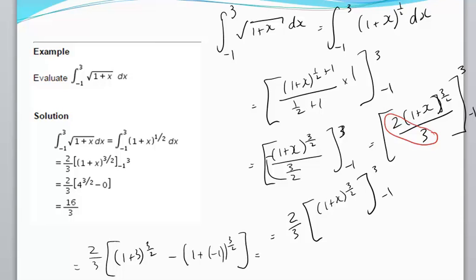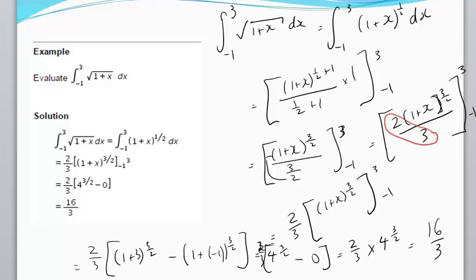So it's going to be 2/3 out the front, 2/3 times 4 to the power of 3 on 2, minus, so 1 plus minus 1 is 0, minus 0 to the power of 3 on 2. We don't have to put that in. So we're going to end up with 2/3 multiplied by 4 to the power of 3 on 2, and we put that into a calculator. We should get 16 on 3.